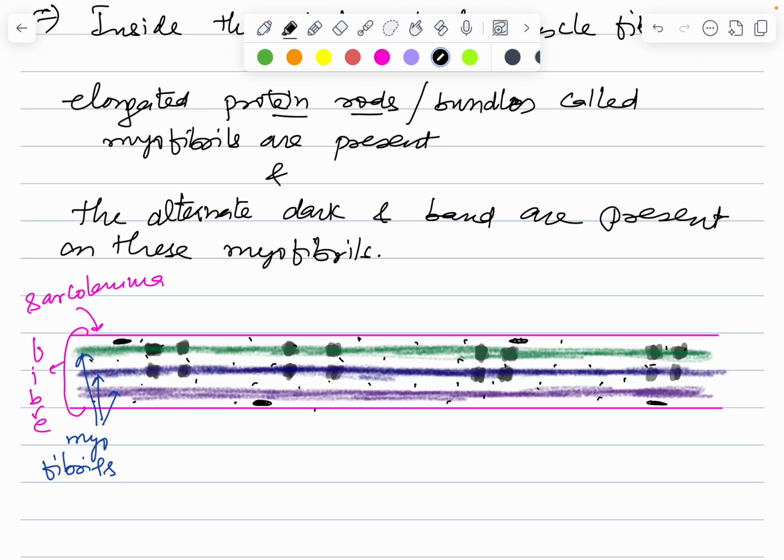And on the last one also. So can you see exactly where the dark and light lines are present? On the myofibrils.